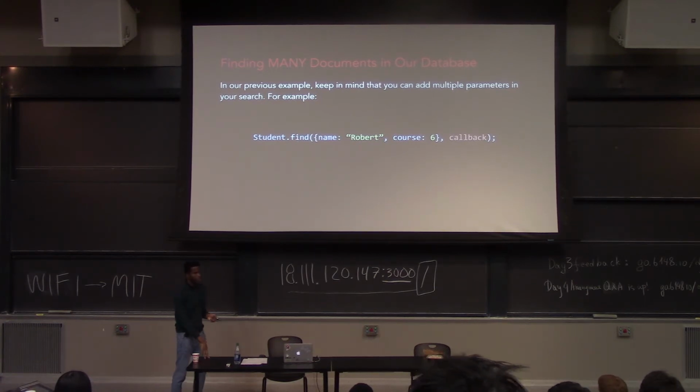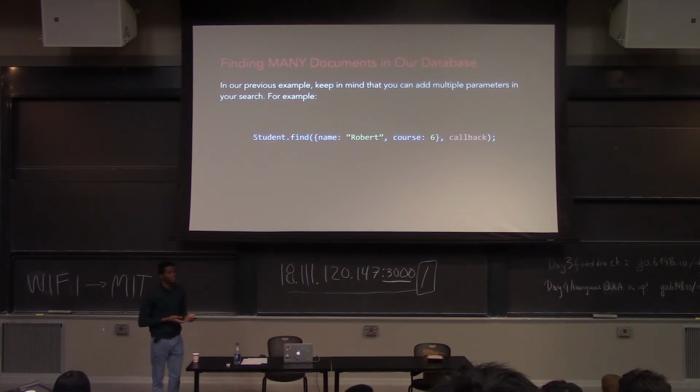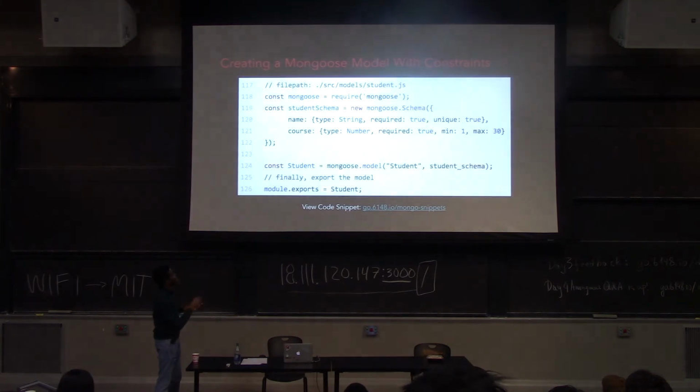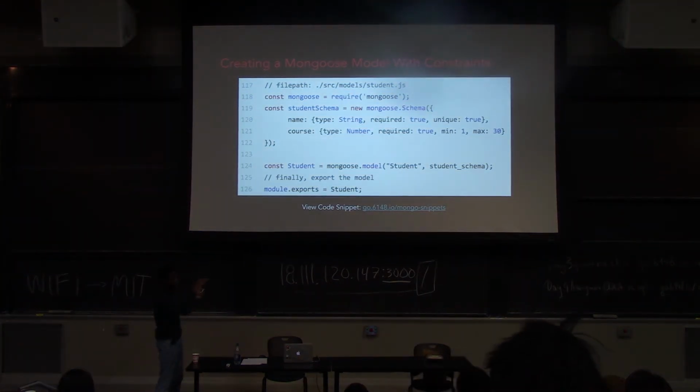For find by ID, would you have had to specify an ID already in the model? You don't. When you create a new document, as I mentioned earlier, it automatically creates a unique ID. So this is referring to that unique ID. So you don't have to add an ID parameter right here.